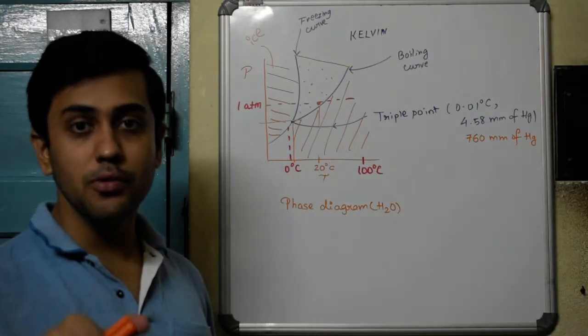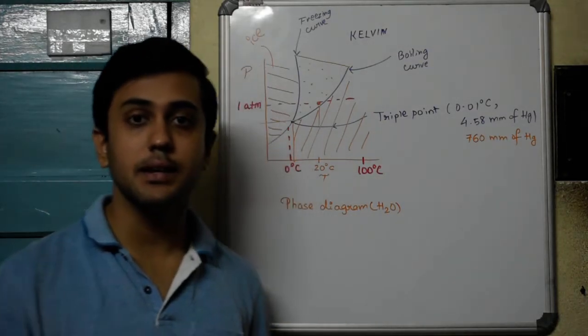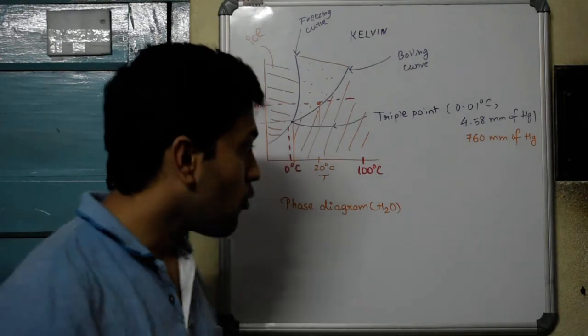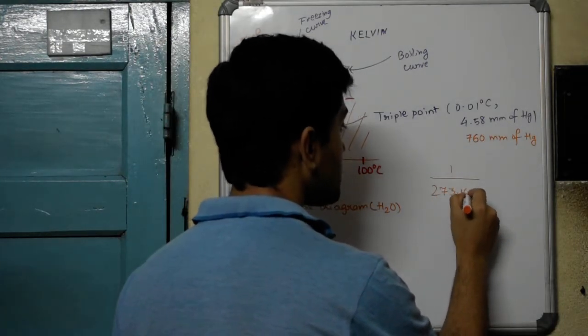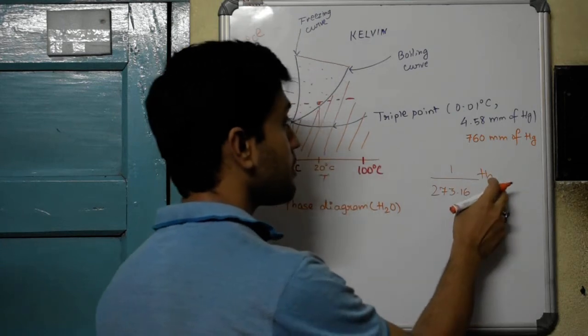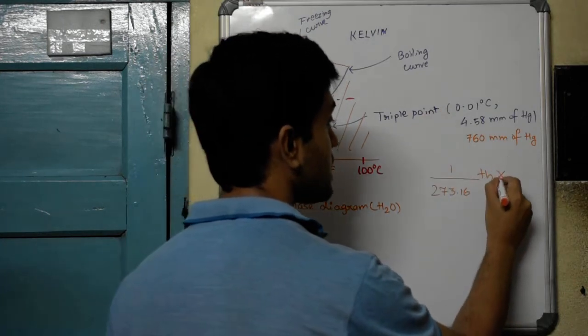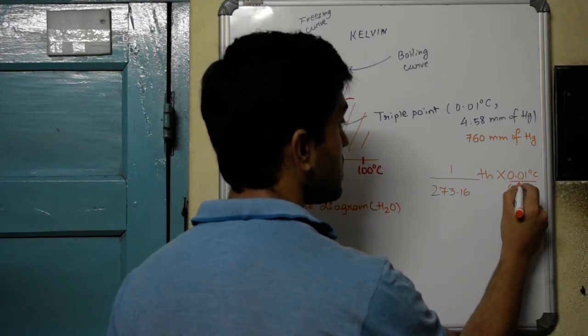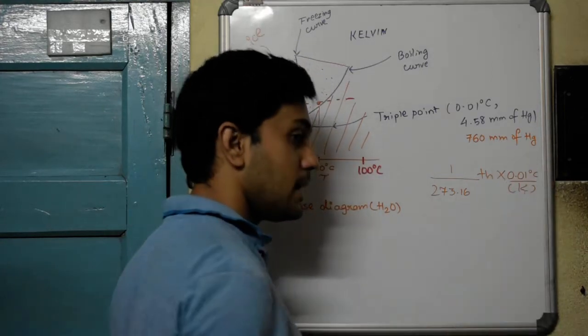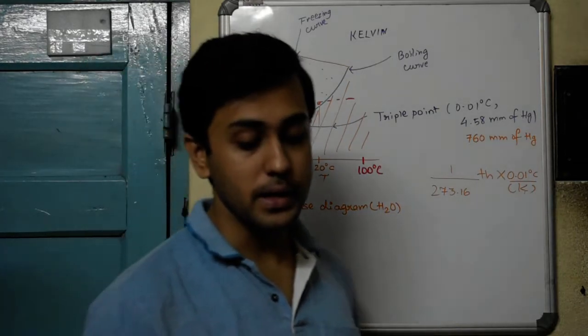And therefore when you read the definition of Kelvin, and it says that it is defined as 1 divided by 273.16 of the temperature of the triple point of water, that means 1 by 273.16 times 0.01 degrees Celsius. Obviously you have to convert this to Kelvin. That is the definition of 1 Kelvin.